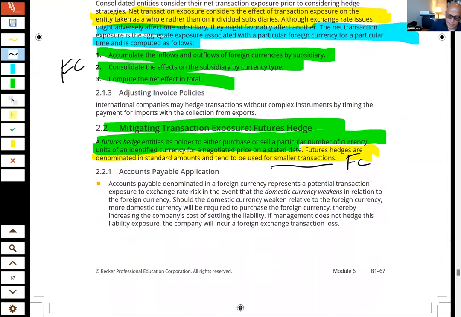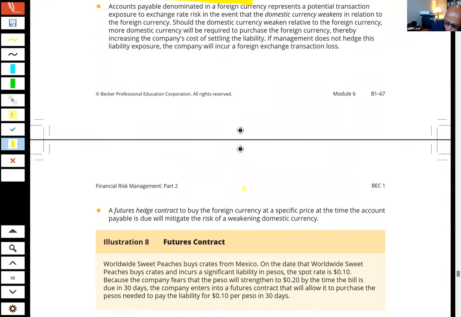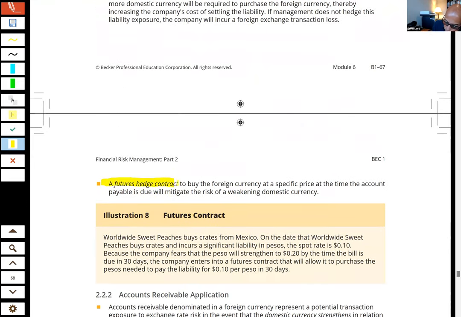So let's look at it from the standpoint of accounts payable. The process doesn't change whether we're having to pay money or planning to receive money, but we're going to look at how we would deal with it from both standpoints, the payable versus the receivable. If we're using a future hedge to buy foreign currency at a specific price, that's what the hedge is here for our accounts payable. We want to be able to buy the foreign currency at a specific price, so we can control that price and have the foreign currency available when the payment is due.